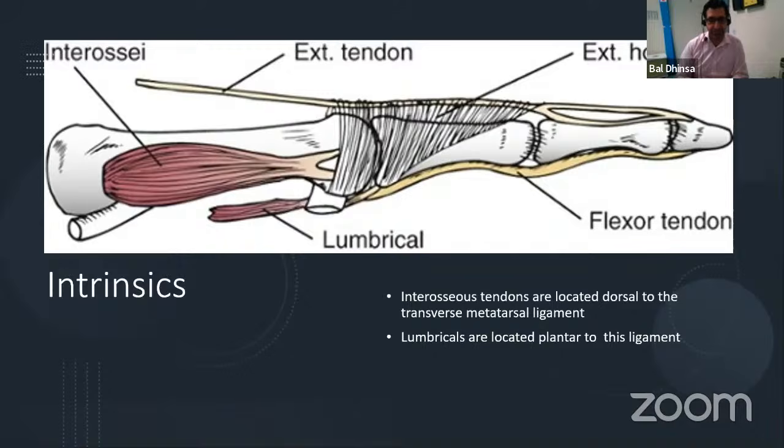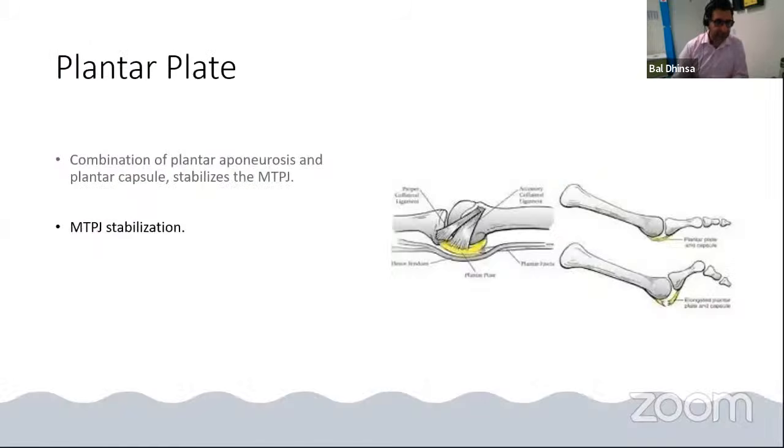And this is an important understanding to know for how they balance with their extrinsics. And as you can see, the interosseous provide two small slips to the extensor hood as well, whereas the lumbricals attach directly. As I mentioned, the extensor hood connects with the plantar plate, and the plantar plate is a combination of the plantar aponeurosis and the plantar capsule, and it helps to stabilize the metatarsophalangeal joint.